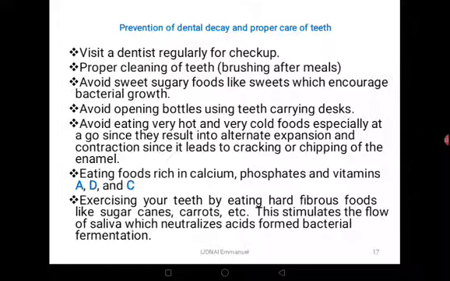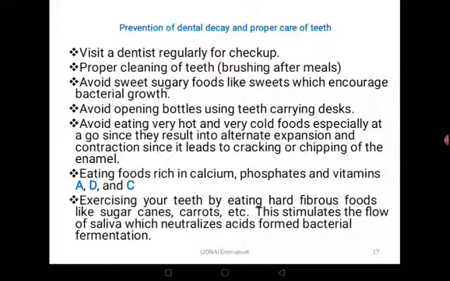Avoid eating very hot and very cold foods, especially at a go, since they result in alternate expansion and contraction, which leads to cracking and creeping of the enamel. So if after eating hot food you take a very cold drink, you are alternating cold and hot at the same time, and the teeth will expand and contract, and therefore the enamel can easily break or crack.